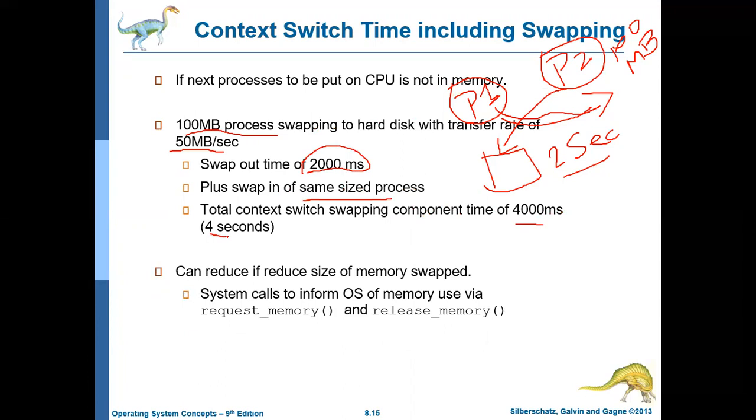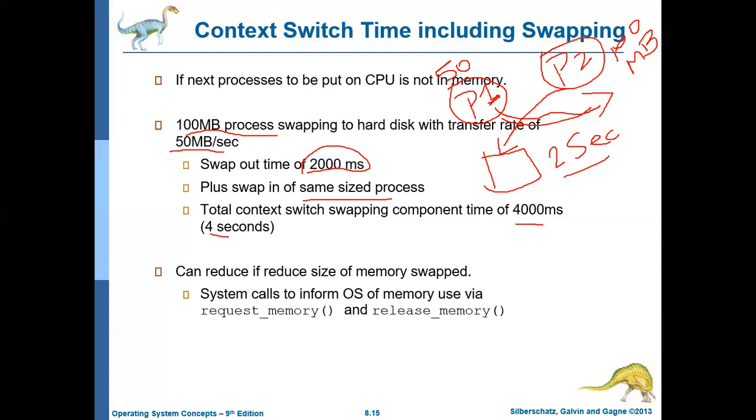Is there any way to reduce the swapping time? Yes, swapping time can be reduced if the size of the process is reduced. Say instead of P1 and P2 each occupying 100 MB, P1, which is the one to be swapped in, occupies only 50 MB. Then obviously the time will be reduced. You need not require 4 seconds. It can be done in 3 seconds itself.